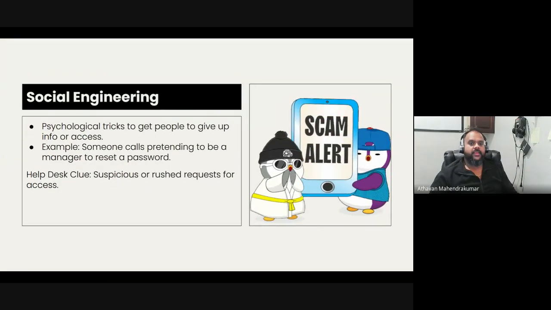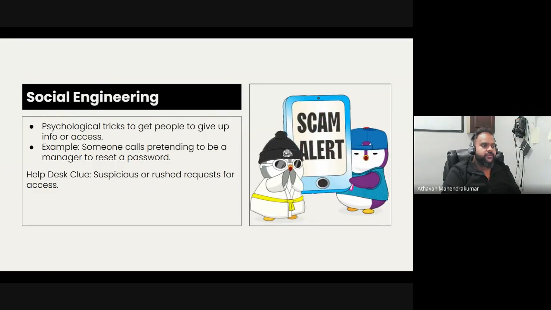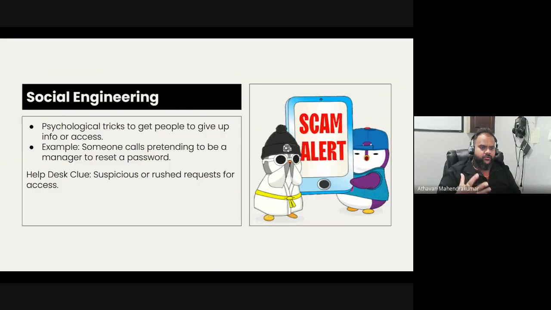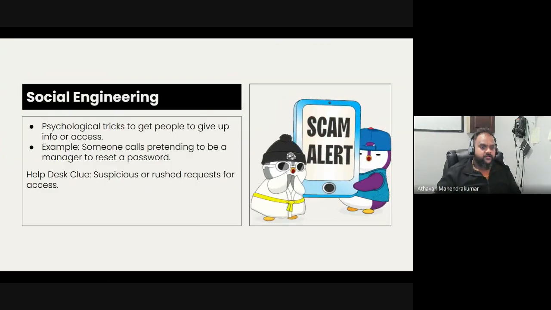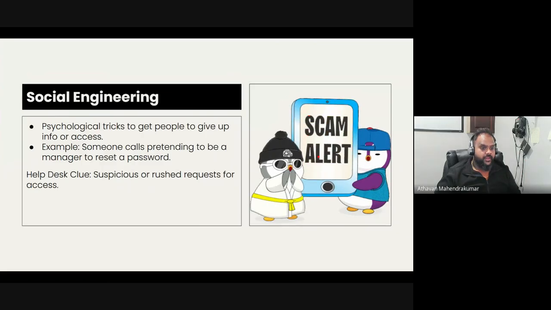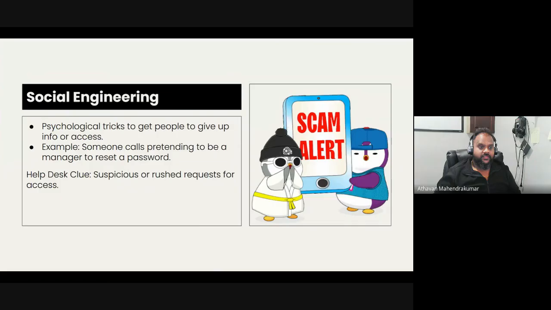Social engineering is a psychological trick to get people into giving up info or access. Example, someone calling pretending to be a manager to reset the password, and it creates a sense of urgency, right? So the easiest thing that I've seen happen in the IT department is it might seem like the vice president of IT or finance is calling you for a password reset because they have to catch a flight and it must be done right away, or else they're very upset, right? But you must follow your protocol. If it does seem urgent, just pass it on to the manager. Okay.